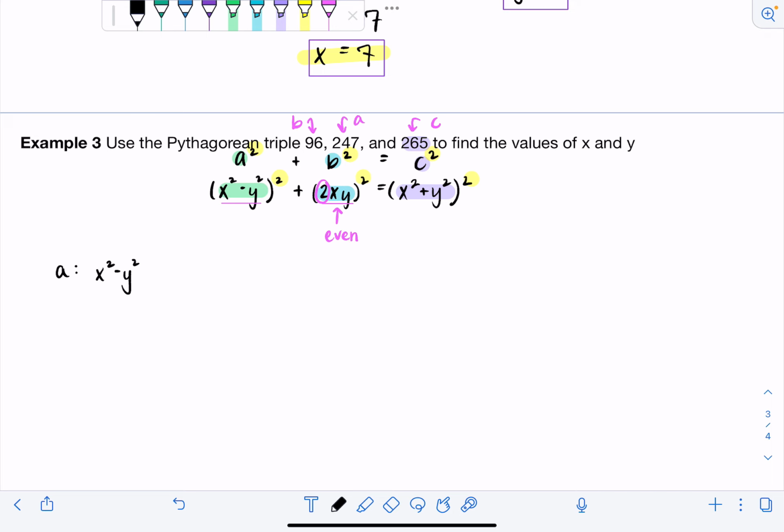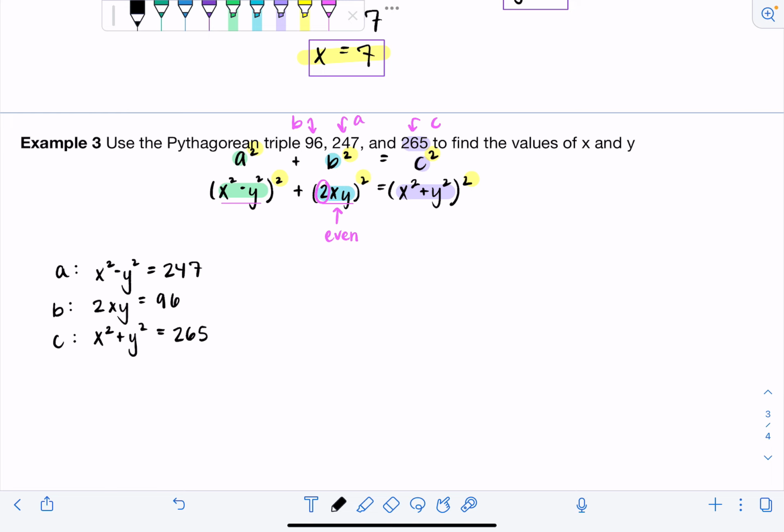So x squared minus y squared is equal to our A value, which was 247. And then for B, that was 2xy, and our B was 96. And then for C, the expression was x squared plus y squared. And the value of C, that's always the longest side from the triple, was 265.